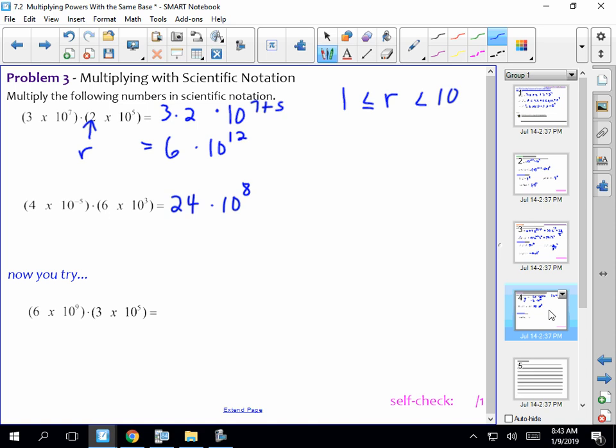Talked about scientific notation? Not yet? Well, you will eventually. Eventually, as you get into biology and chemistry, I think you will.